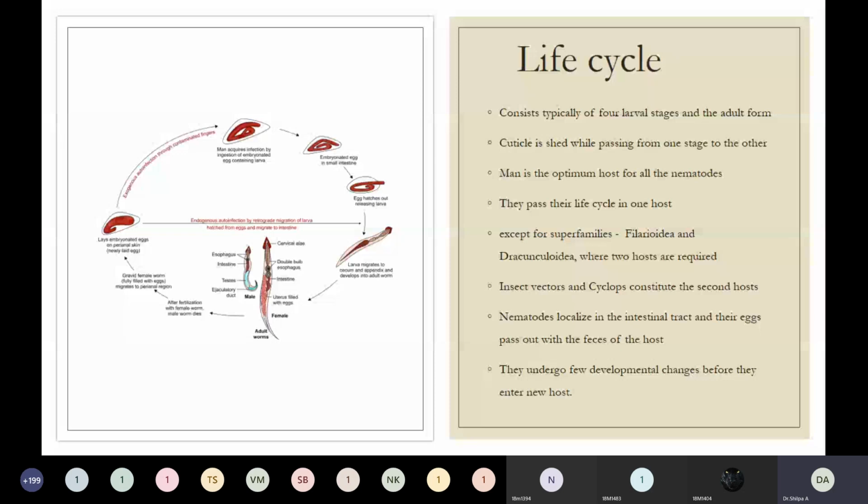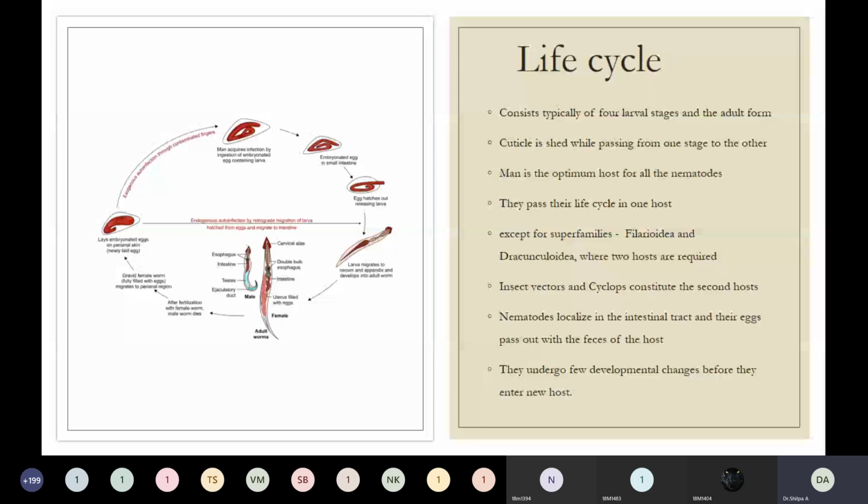Man is the optimum host for all the nematodes, and they pass their life cycle in a single host, except there are some two superfamilies like Filarioidea, where you have filarial worms. In filarial worms, you have two hosts. Man is the definitive host and the mosquito is the intermediate host. The other superfamily is Dracunculoidea. In this, you have Dracunculus medinensis, and here it will have two hosts. One is human and the other one is Cyclops, which are present in the water. So except for these two superfamilies, the rest all will have a single host.